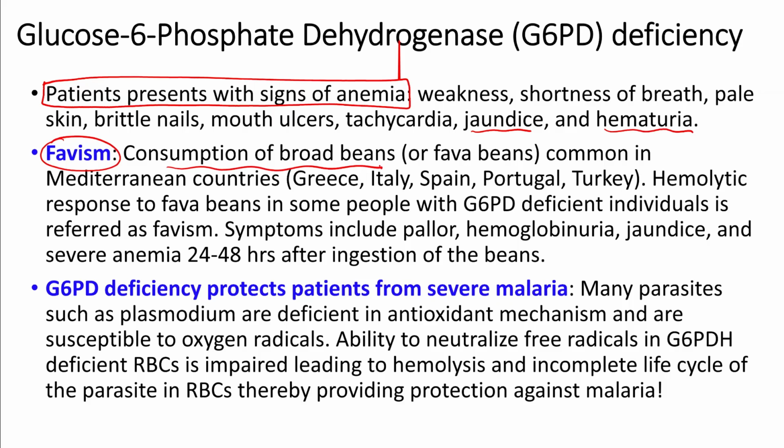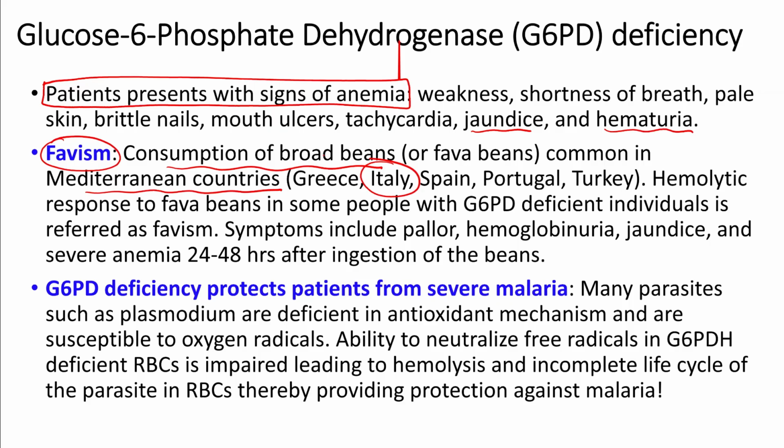Consumption of fava beans is common in Mediterranean countries. And what are the Mediterranean countries? I've written here: Greece, Italy, Spain, Portugal, Turkey. These are the areas where fava beans are consumed, and in people who already have G6PD deficiency, they will become symptomatic. So that's why in one of our case stems that I have shown, the sample stem, it was written Italy, Mediterranean. Okay, so that's how you connect. So that is what is called favism.